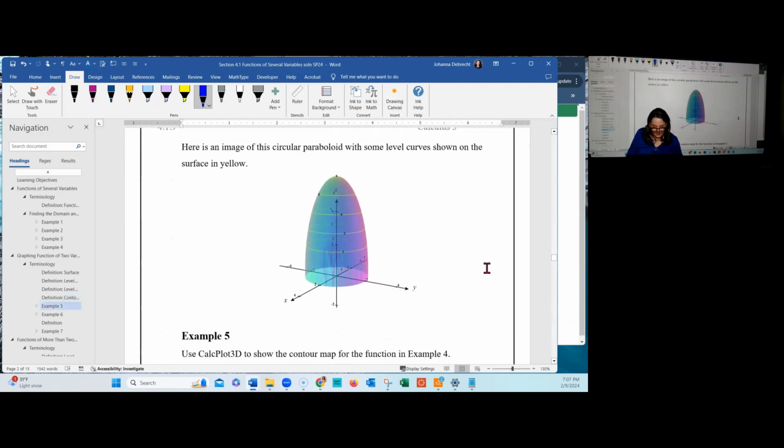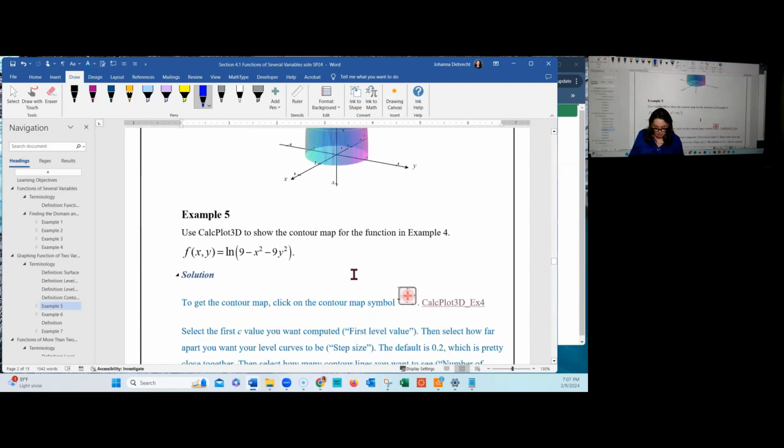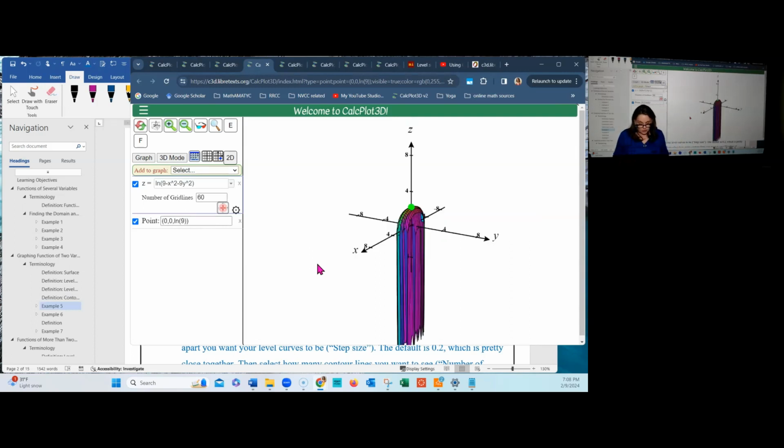Here's an image of the circular paraboloid with some of the level curves shown on the surface in yellow. Let's go ahead and look at example 5, where we're going to take another look at the example we did in number 4, which was our natural log of the quantity 9 minus x squared minus 9y squared. If we come over here, this is that function, so I want to go to a normal view. I'm going to hit the home key and get back to a normal view of it. This is the one I'm looking at.